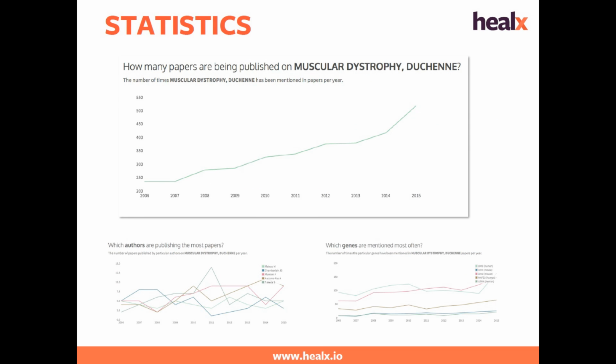Each disease also has a stats page. So at the moment we've got some quite simple charts. So this one, for example, is showing the number of papers published per year on Duchenne muscular dystrophy, which seems to be increasing nicely, which is good. And some other charts to identify the top authors and the most mentioned genes around the disease. And this is an area we'd like to add a lot more features around, so identifying trends and other stats around particular diseases.